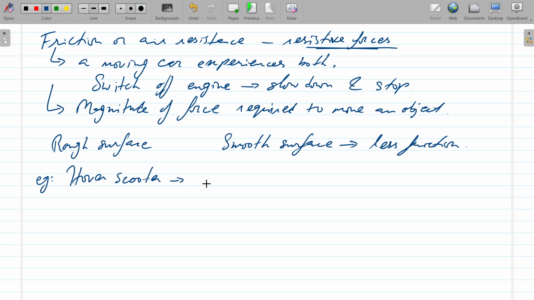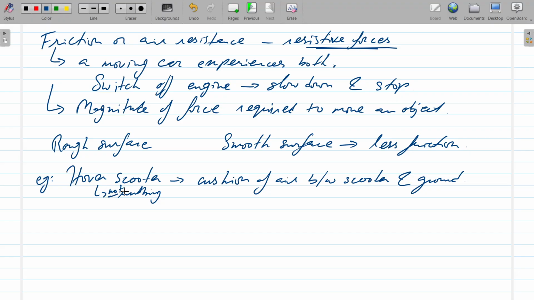So what happens is that it generates a cushion of air between the scooter and the ground. And so because the scooter is not actually rubbing against the ground, because of that cushion of air, very little force is required to move it.